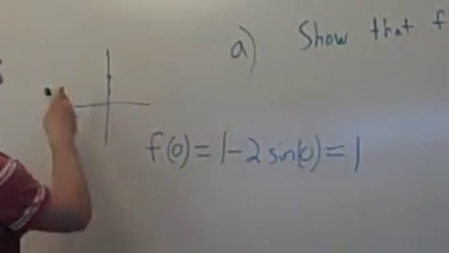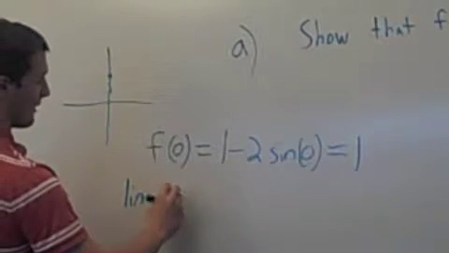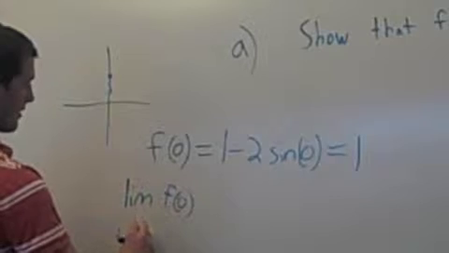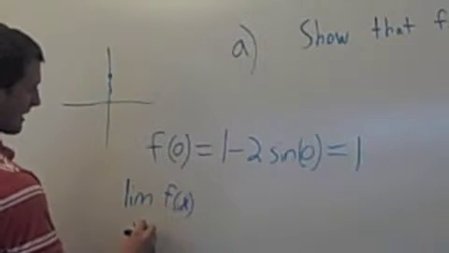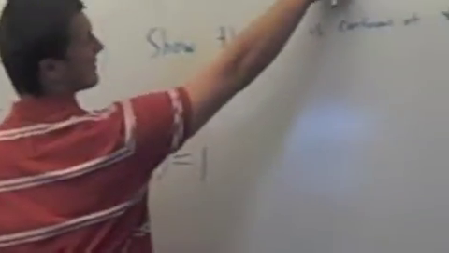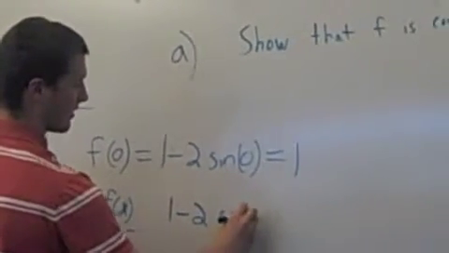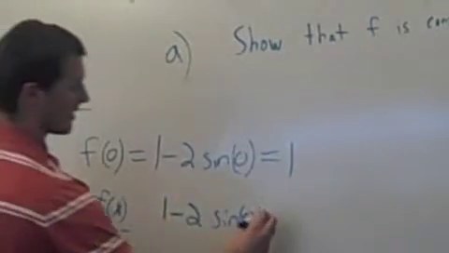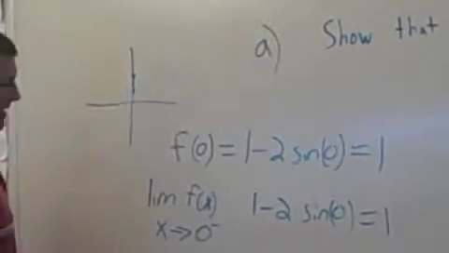The next part would be to find the left hand of the graph. So we find the limit of f of x as x goes to 0 from the negative side. Because x is less than 0 for this piece, it would be 1 minus 2 sine of 0, and like we just did, that equals 1. So we know that the limit agrees on the left-hand side.